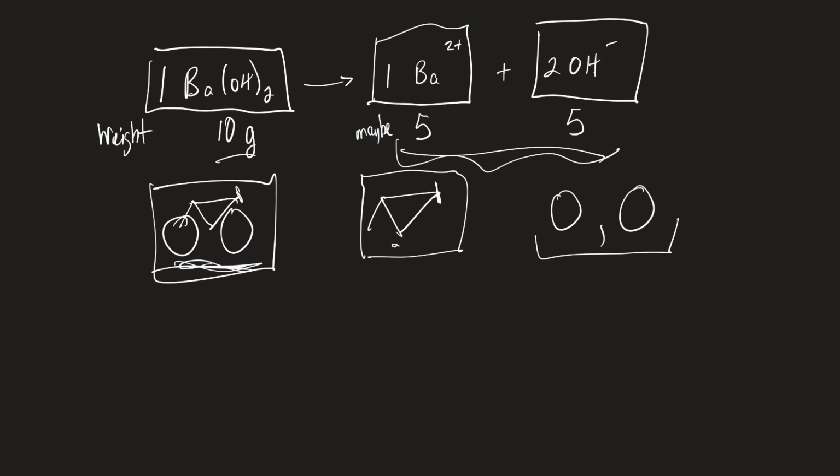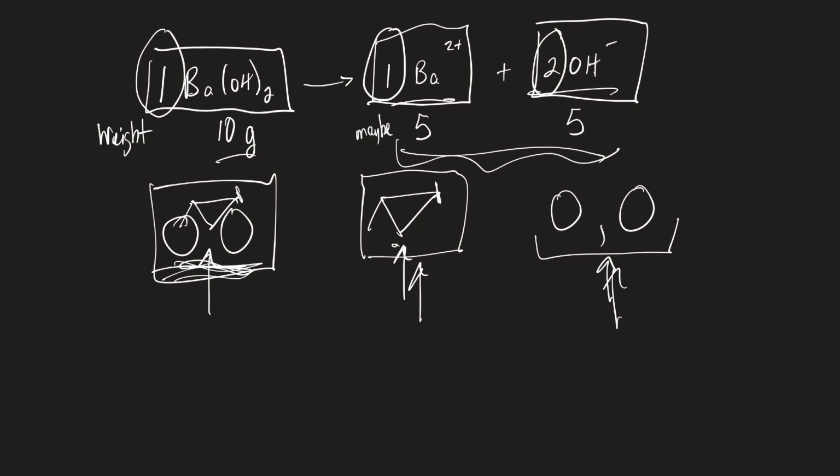If you think about weight, the bike has to be the same, right? If you weigh the bike with the frame and the wheels, it's got to be the same as weighing the bike with the frame or with the wheels. But the numbers up here aren't talking about weight. They're talking about how many things. So if I have one bike, it splits into one frame and two wheels. If I have one barium hydroxide, it splits into one barium ion, and you've got two hydroxide ions.